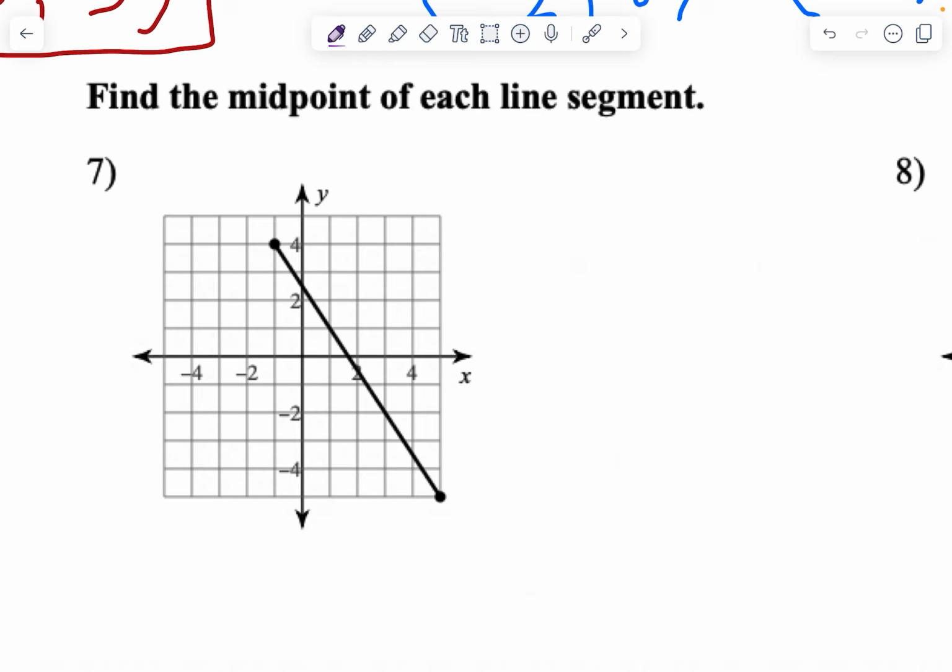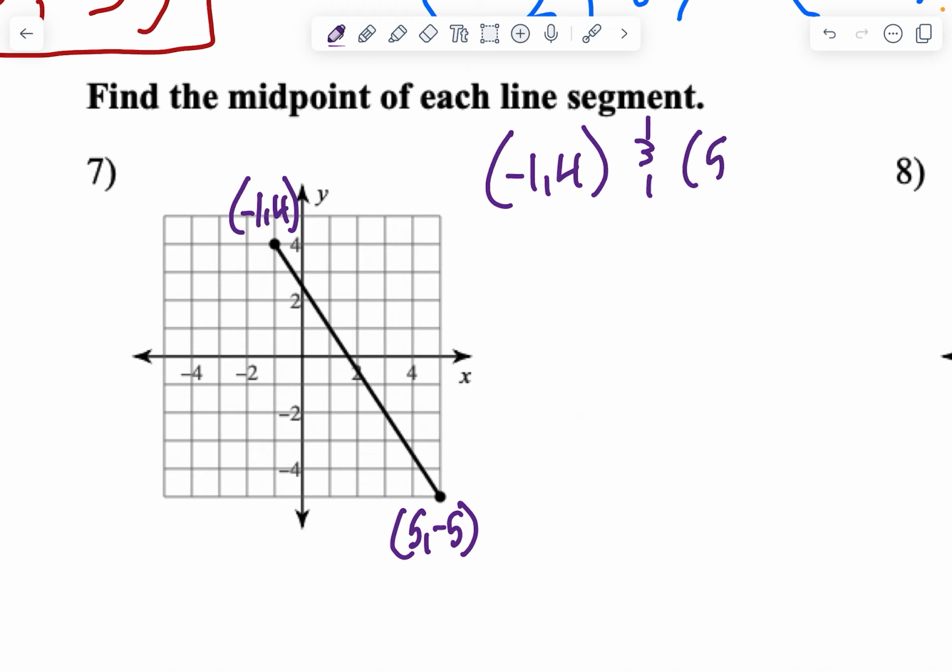If I find that this top point is -1, 4. All right, and then when I use this point, 5, -5, okay, those are the 2 points that I can use, -1, 4, and 5, -5.